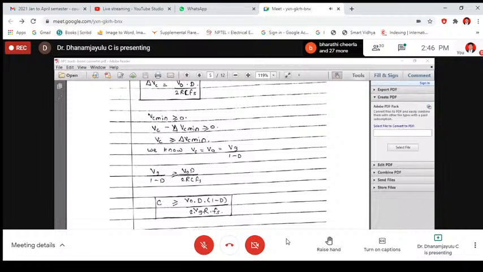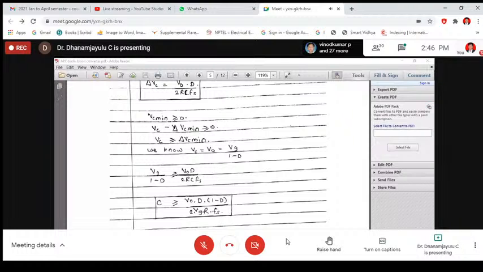Next, the SEPIC converter, the single-ended primary inductor converter. Based on the ripple voltage and ripple current, you can calculate the inductor and capacitor values. Here it consists of 2 inductors, 2 capacitors, 1 diode, and 1 switch. Based on the duty cycle, you can fix it here. The duty cycle is different from the conventional one: D equals V0 by V0 plus Vn.